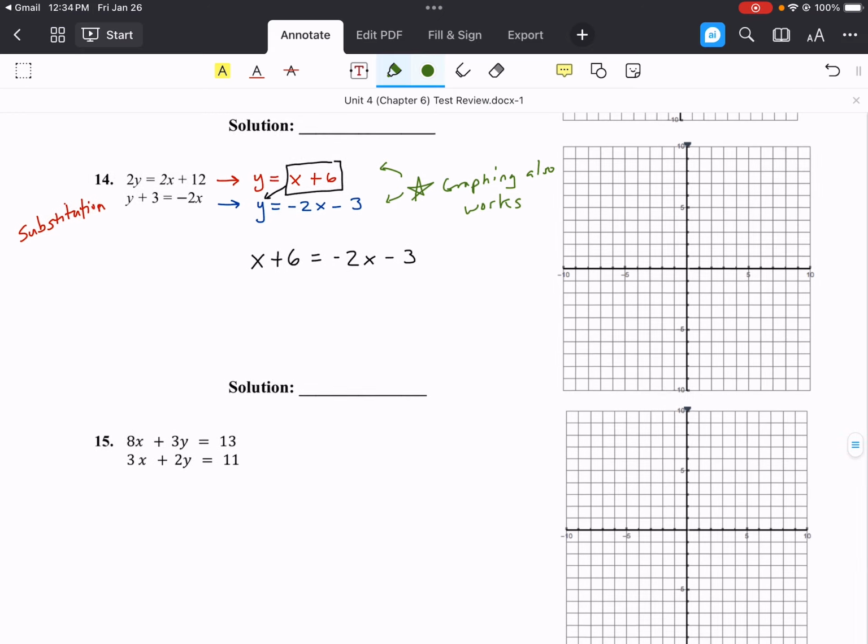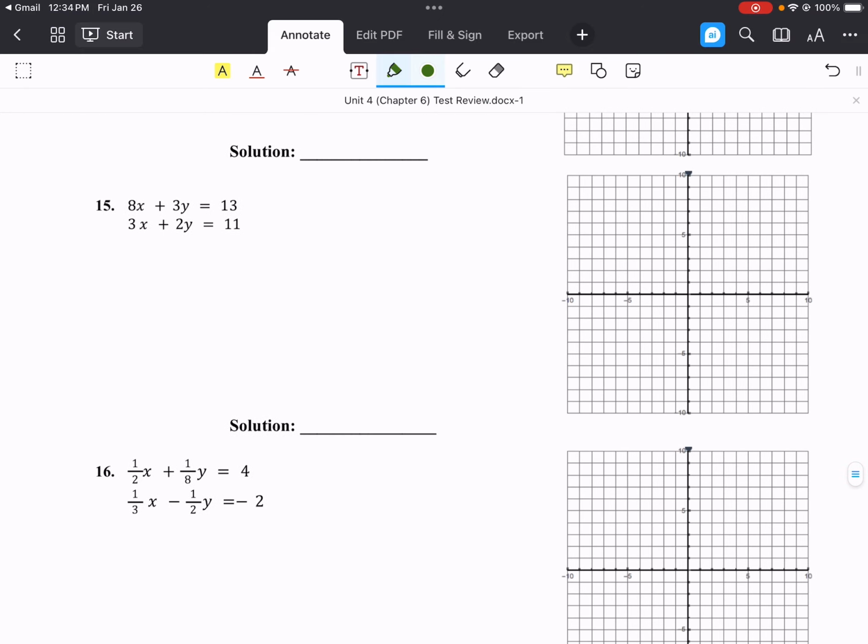All right, so let's look at question 15 now. Question 15, 8x plus 3y equals 13, 3x plus 2y equals 11. Because of the way these variables align, I'm going to use elimination. And in order to use elimination, I've got to try to get one of the variables to cancel out. So I'm going to actually have to multiply both equations by something here. So I'm going to multiply the top equation by 2 and the bottom equation by -3.